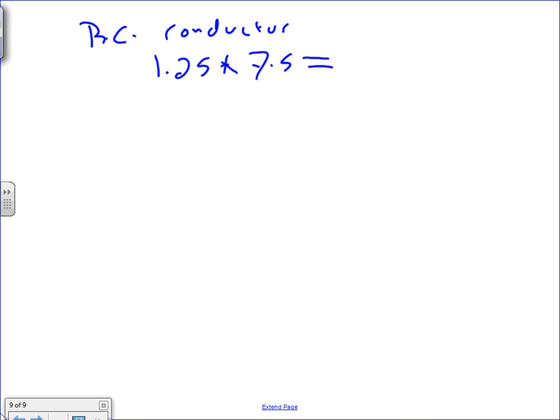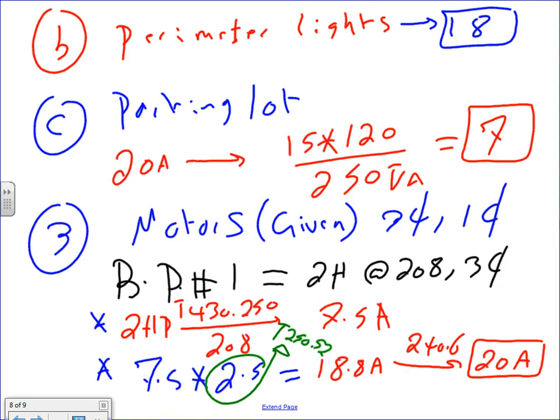Yes, sir. Go back. Yeah. 250.52, the overcurrent protection device multiplier. Did you guys come up differently?